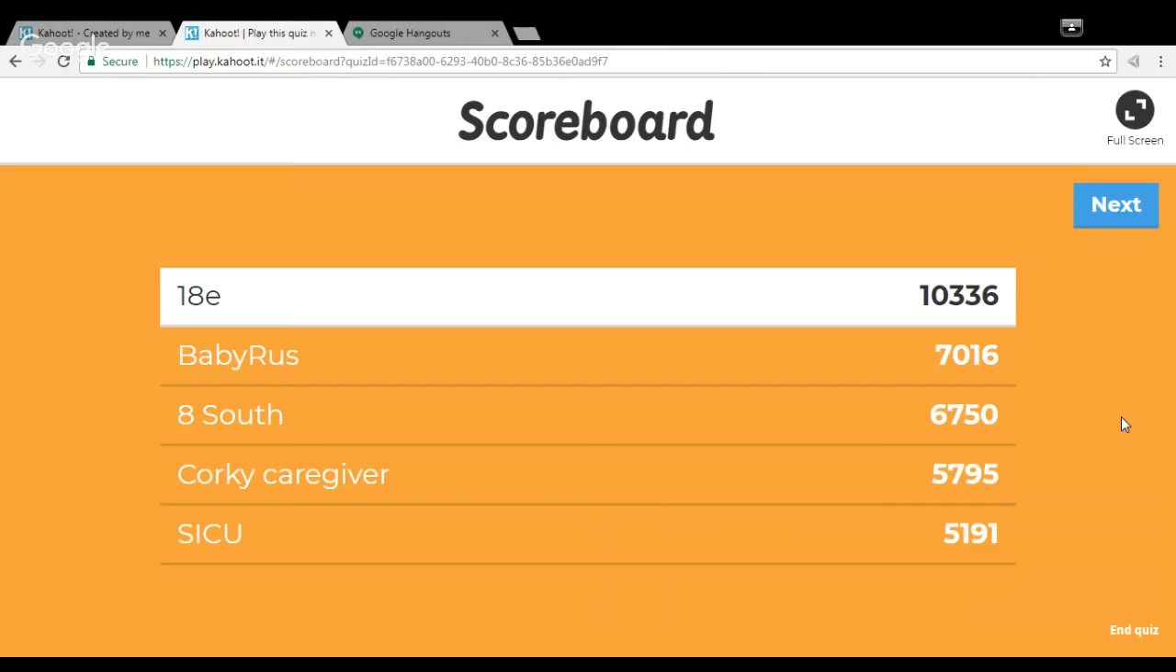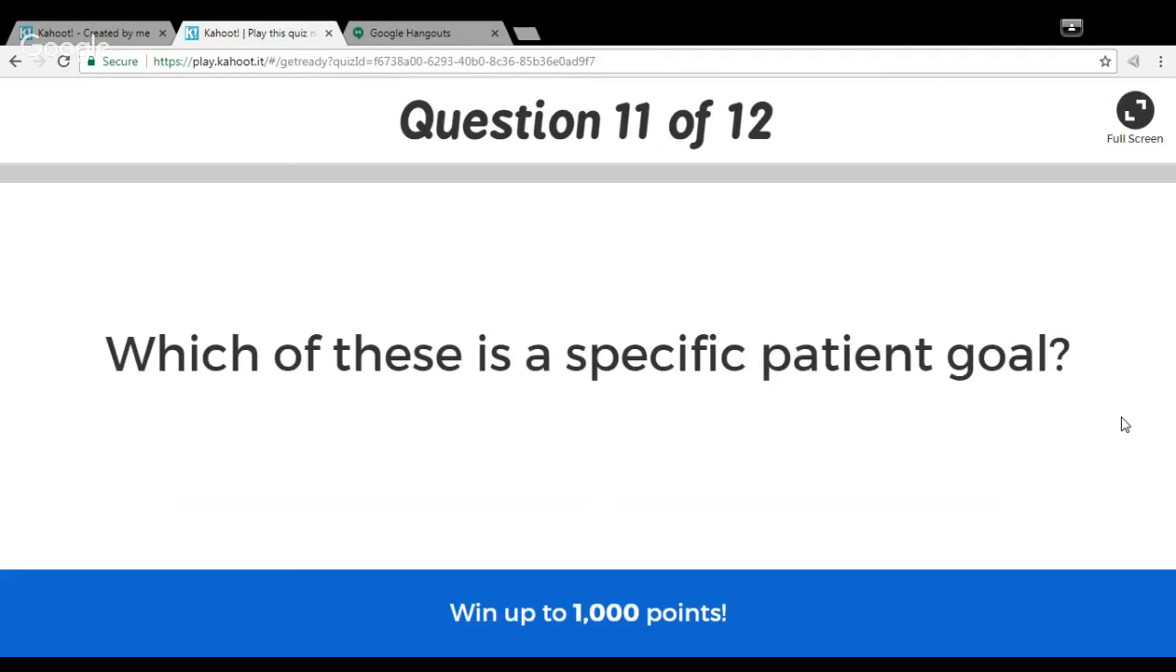Who's going to be in the leaderboard? 18 East, you're making me sweat. Good job. Babies R Us coming into 2nd. I'm proud of you. Birthing babies and answering questions right. Good job. And 8 South, you're dropping into 3rd. Corky Caregiver going into 4th. And SICU coming in at the last place. Where are you at, Ortho? Did you drop out? Come on, you can get this. Here we go. Who's ready for the next question?